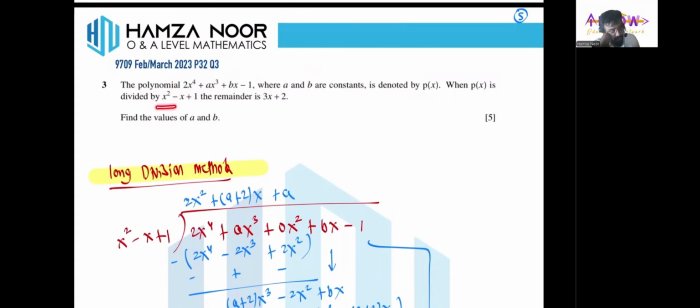When p(x) is divided by x square minus x plus 1, the remainder is 3x plus 2. Find the values of a and b. So first of all, we have the long division method. Okay, this is basically approach number 1.